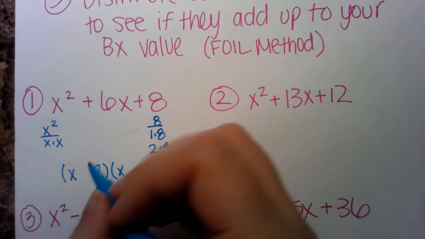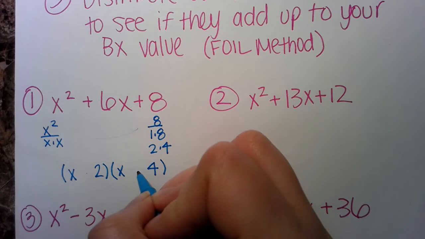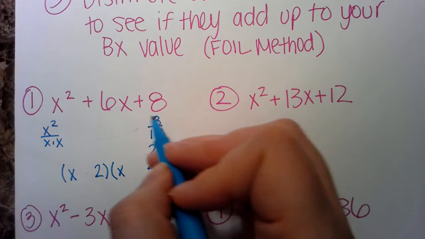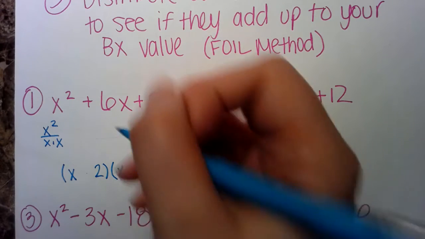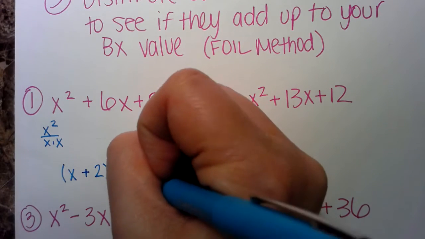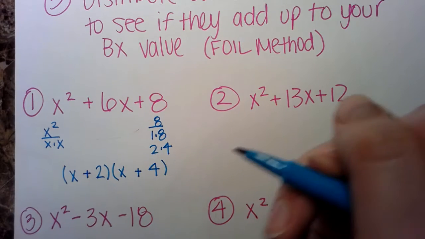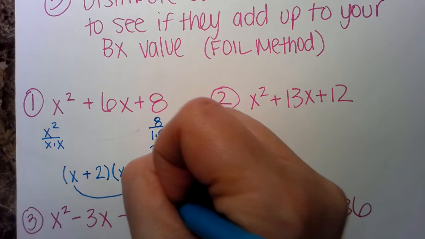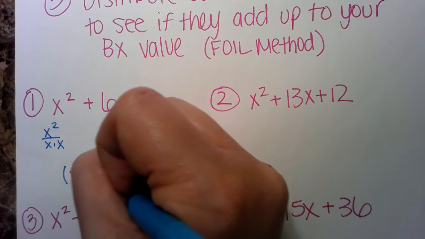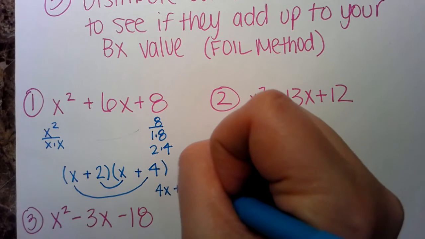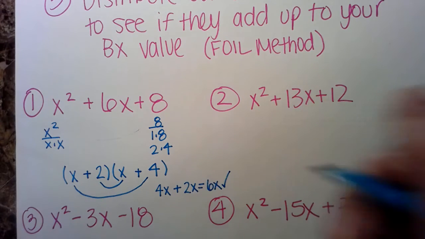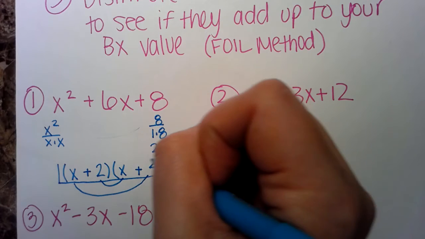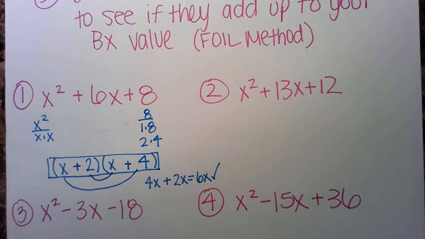And then I have to think about, okay, did they have to be a positive 2 and a positive 4, or a negative 2 and a negative 4? Because they have to multiply to get me a positive 8. So in this case, I'm going to do a plus 2 and a plus 4. I'm going to check by multiplying the outside. So that's going to be 4x. Adding it to the inside, which is 2x, and I end up with 6x, so I'm good to go. My final answer is going to be x plus 2 times x plus 4.